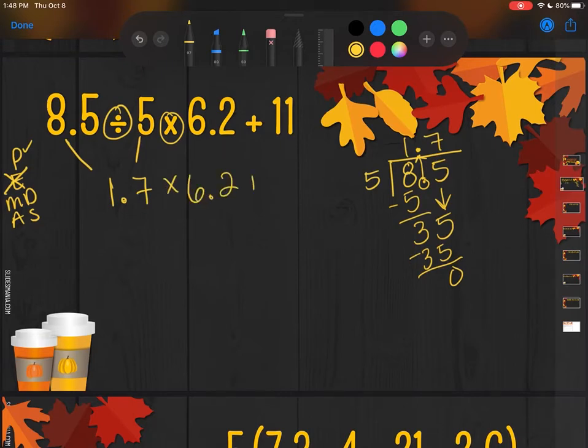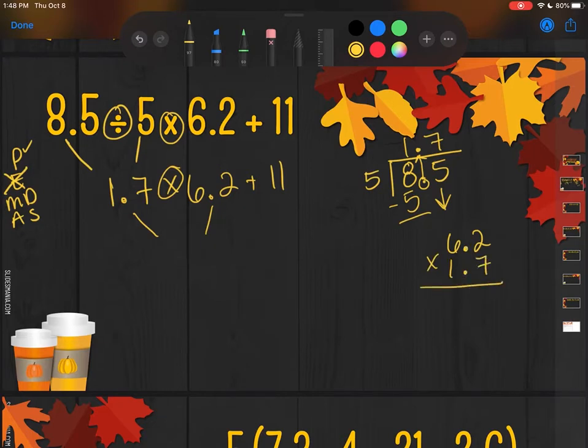So now I have 1.7 times 6.2 plus 11. So now my next step would be to do this multiplication. So I'm going to do 1.7 times 6.2. So let's do that over on the side. I'm going to have to erase some of this to have some extra room. So now I'm going to do 6.2 times 1.7. All right. 7 times 2 is 14. Carry the 1. 7 times 6 is 42. Plus 1 is 43.